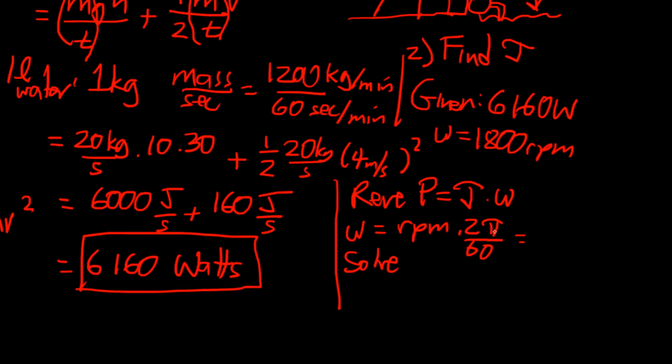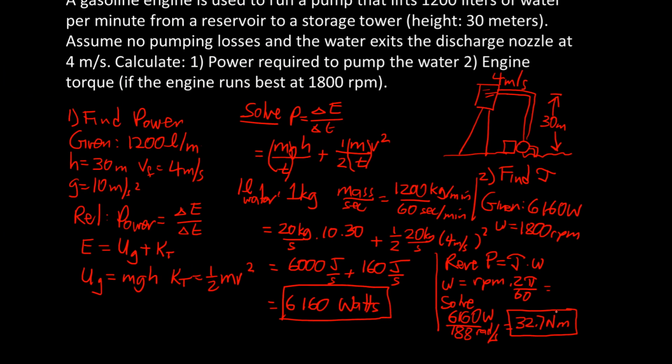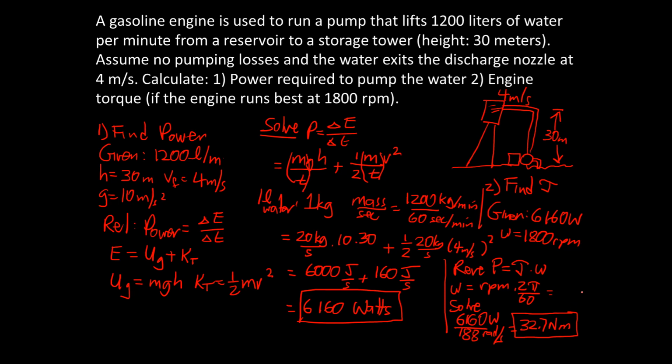Let's go ahead and solve this now. So 1,800 times 2 pi divided by 60, and I get that value is about 188. So I'm getting this a little bit crowded. Our final solution is our power, 6,160 watts, divided by 188 radians per second. Gives me a value of 32.7 Newton meters. Remember, this is a torque, so it is Newton meters, not joules. A unit you may be more familiar with would be foot-pounds. This is probably about 25 foot-pounds of torque. Okay, I think that's it. So for now, that's physics.